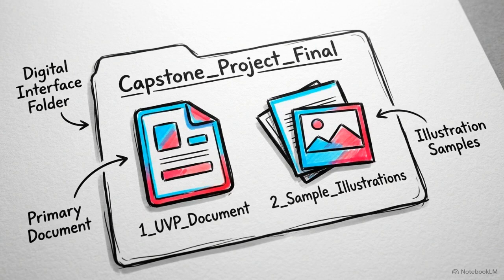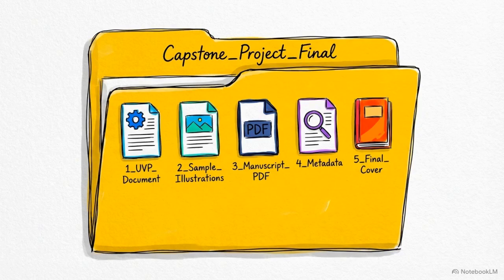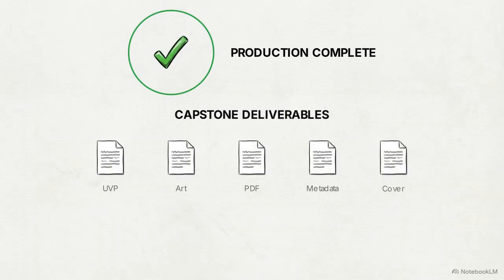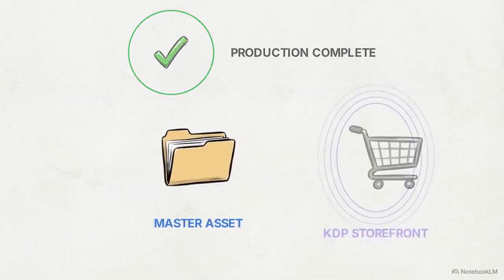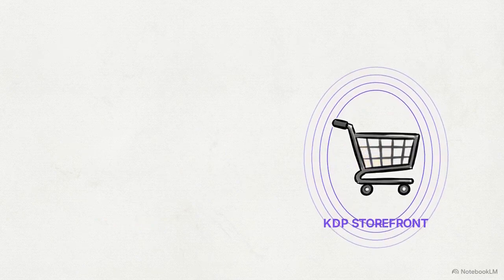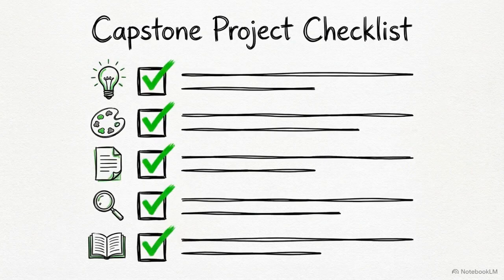Your capstone project requires 5 deliverables: your unique value proposition document, 5 sample illustrations, the compiled PDF manuscript, your optimized metadata sheet, and your finalized cover design. Assembling these exact files is the last step in the production pipeline. Once these elements are locked in, you have everything Amazon requires to print and sell your book. We will use this 5-point checklist to guide the remaining steps: UVP, samples, manuscript, metadata, and cover.